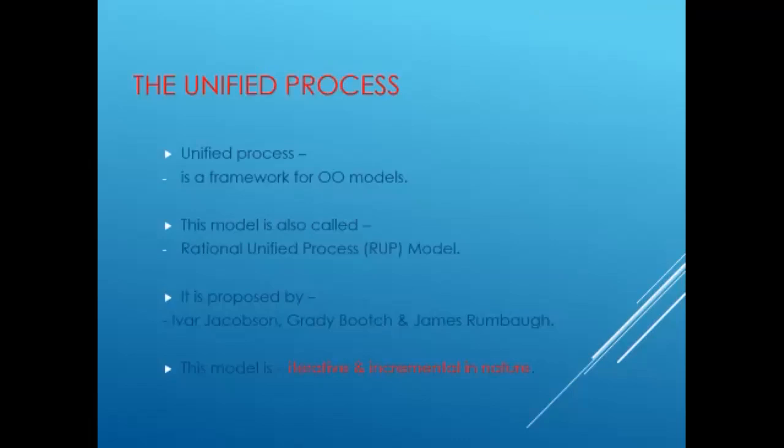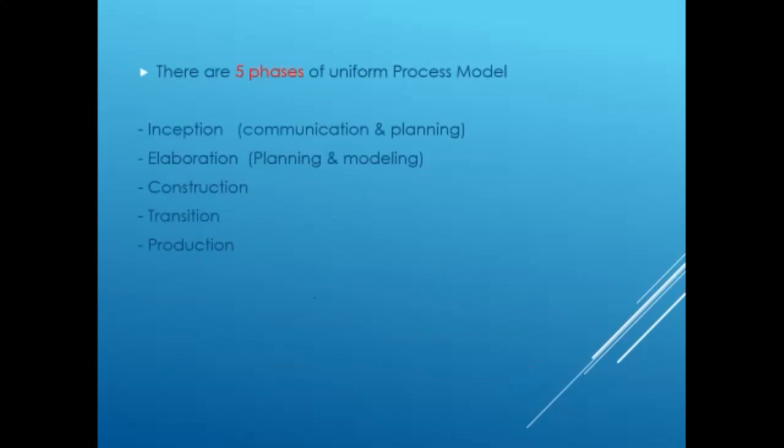This model is iterative and incremental in nature. This is an important point that the model is iterative in nature and incremental in nature. There are 5 phases of the unified process model. First one is inception, second elaboration, third construction, fourth transition, and fifth production. These 5 phases play the main important role in the unified process model.